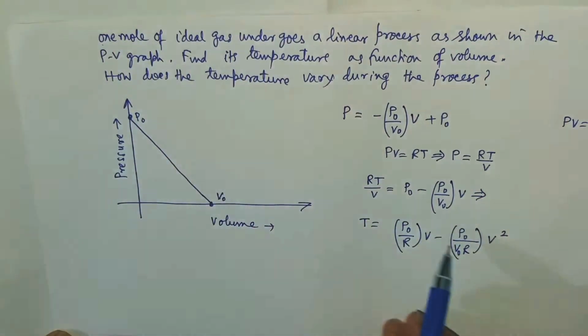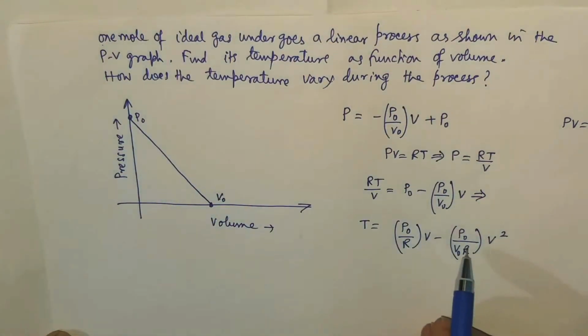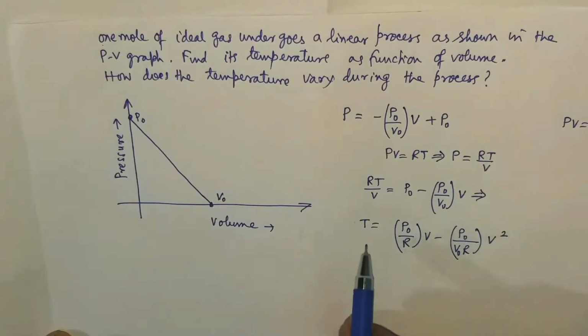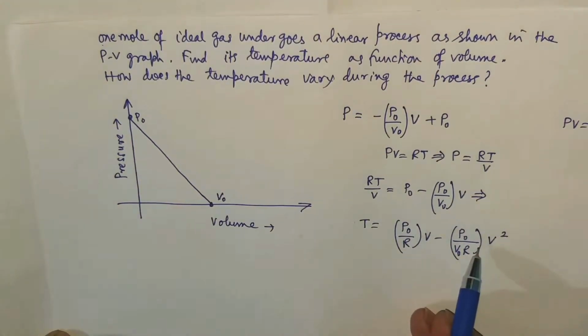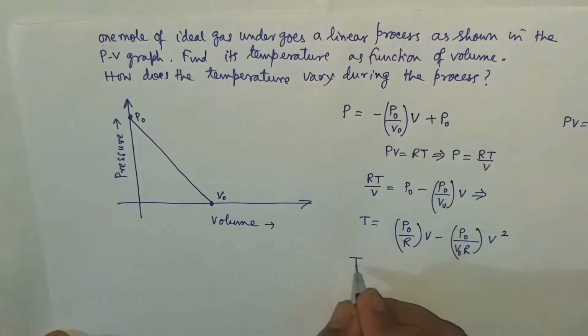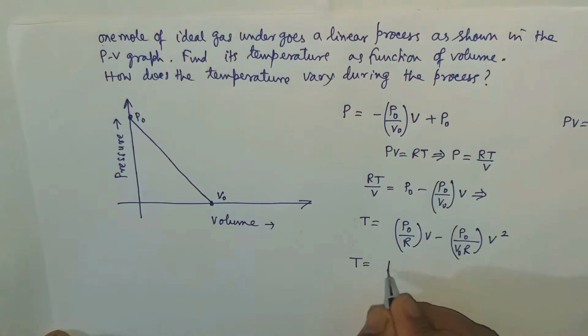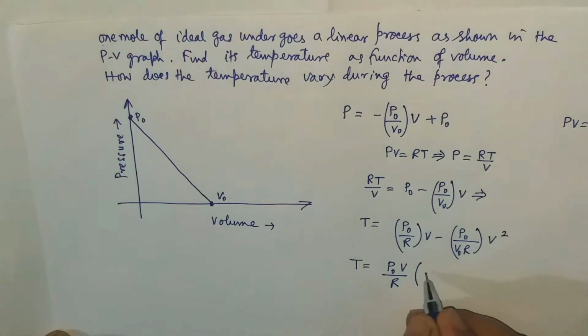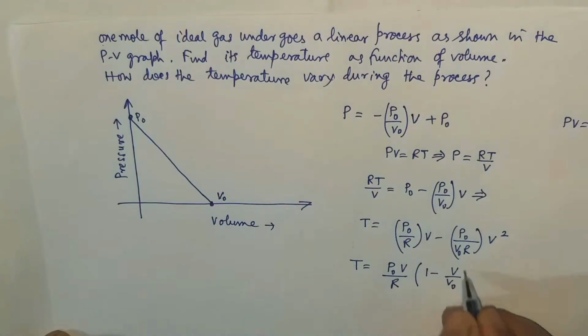The question has been taken up just as a small subjective question where you can get an idea about how to express the temperature versus volume. So you can take a common. T is equal to how much it will be? P naught V divided by R. You may keep V inside the bracket also. So it becomes within bracket 1 minus V divided by V naught.